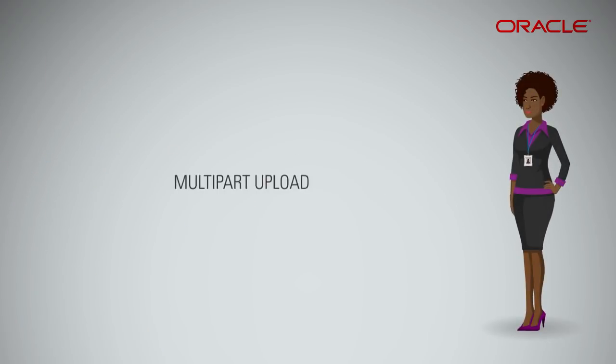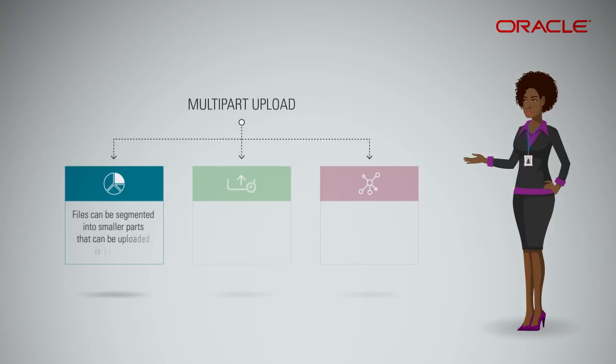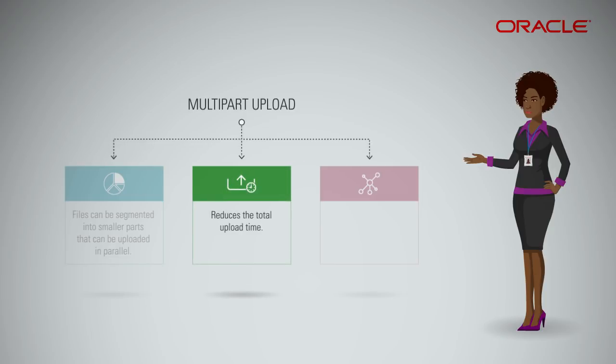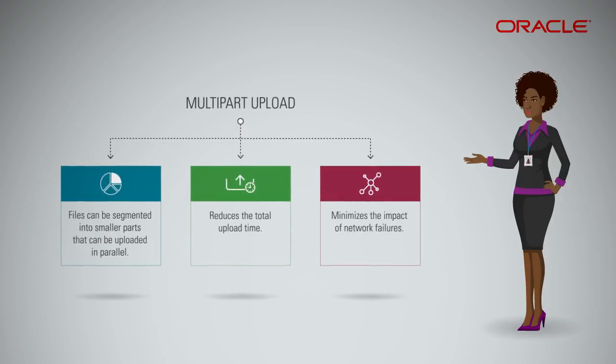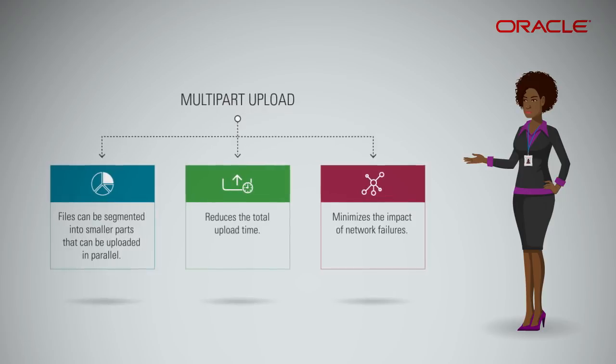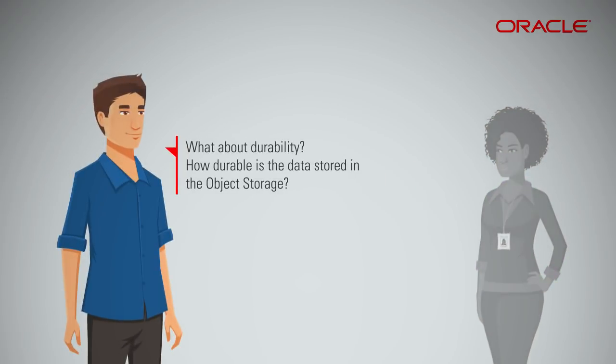You can use the multi-part upload feature to efficiently upload large files. You can segment your file into smaller parts and then upload these parts in parallel. Object storage supports up to 10,000 parts per file, and a part can be as small as 10 megabytes. Using multi-part upload not only significantly reduces the upload time, but also minimizes the impact of network failures. If a part fails to upload for any reason, you can retry to upload the part instead of having to upload the entire file.